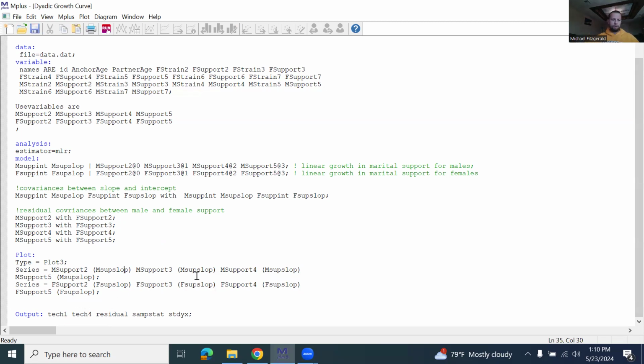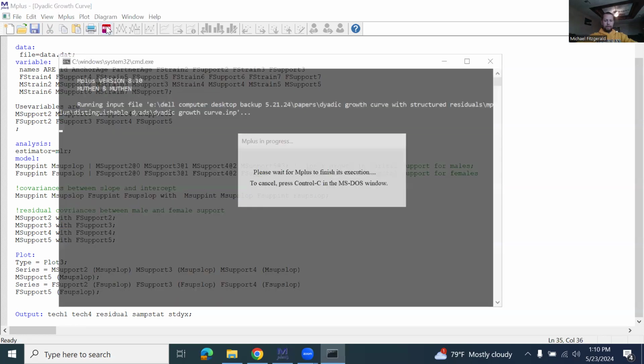So we want to do tech 1 and tech 4, residual to look at the residual matrix, or the expected minus the observed covariance matrix. We want SAMPSTAT, and we want to standardize our variables, particularly to understand and identify what is our explained variance in our observed variables. How well is the intercept and slope factor accounting for the variation in those individual reports of support across reporter and over time? And then we can go ahead and we can run this.